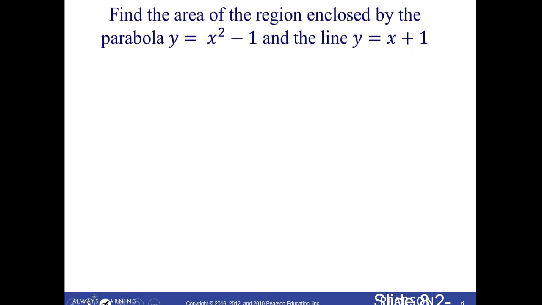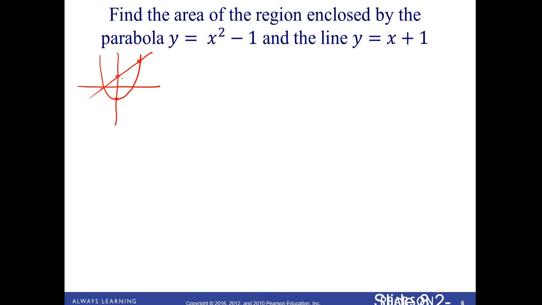Let's look at a couple more. Find the area of the region enclosed by the parabola and the line. So let's draw a sketch of this one. X squared minus 1 looks like this. It's a parabola that drops down 1. The line x plus 1 looks like this.